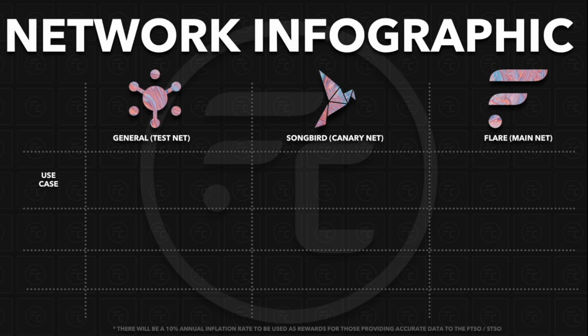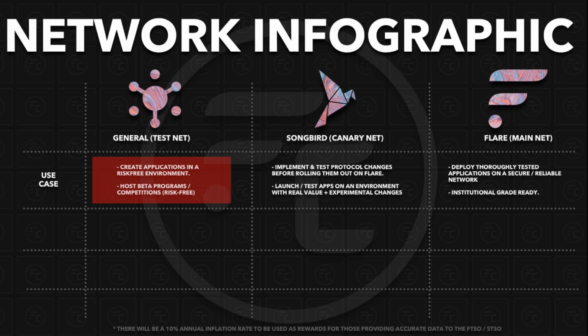Now let's look at the various use cases for each individual network. For the general testnet, we have the ability to create applications in a completely risk-free environment. This is because no value is actually held on the general testnet. The assets hosted there can be created at will and hold no value. This allows developers to host beta programs and competitions without asking people to put their value into the network. Essentially, this means better participation in the beta programs, as users are not required to deposit their valued assets onto the network itself.